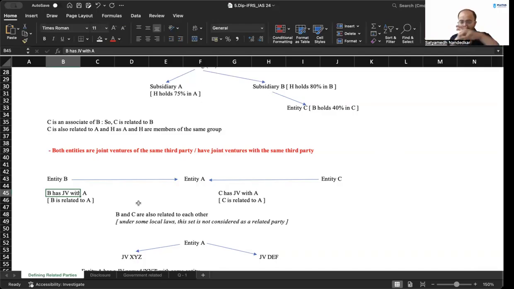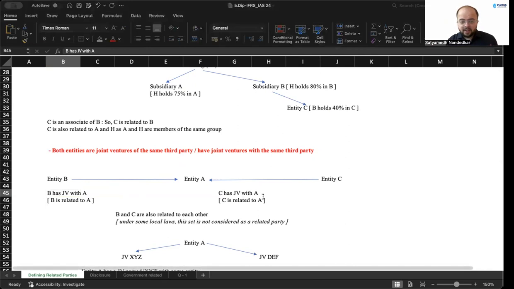So one entity has a joint venture with company 1, it has a joint venture with company 2. Company 1 and company 2 are also related to each other. Under some local laws in some countries, this might not be considered as a related party transaction. But here we are, because IAS 24 is more of a blanket, it basically contains all possible relationships. See, their endeavor is to ensure that nothing is left out.